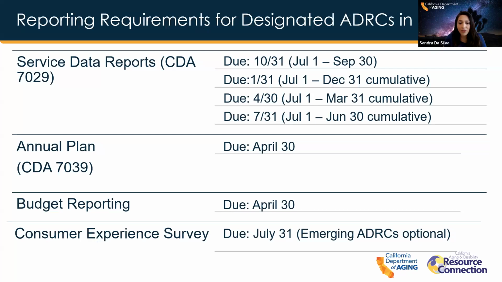Next, we have budgets, expenditure processing, and closeout reporting for applicable grants. For applicable grant funding sources, submit budget, expenditure processing, and closeout reporting. This enables us to report to funders how their investment into the ADRC No Wrong Door system network is changing lives. Budget reporting is also due April 30th.